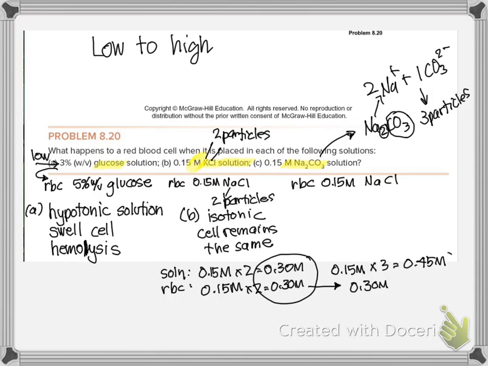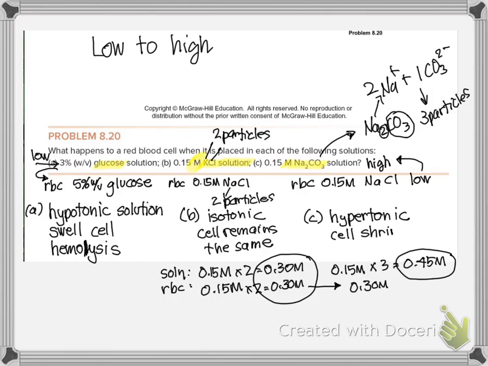In this example, the 0.45 solution is going to be higher compared to the red blood cell, which is low. We know it goes from low to high, so we're placing the cell in a higher solution. That is hypertonic. And so the cell is going to shrink, the water is going to go out of the cell. This is called crenation.